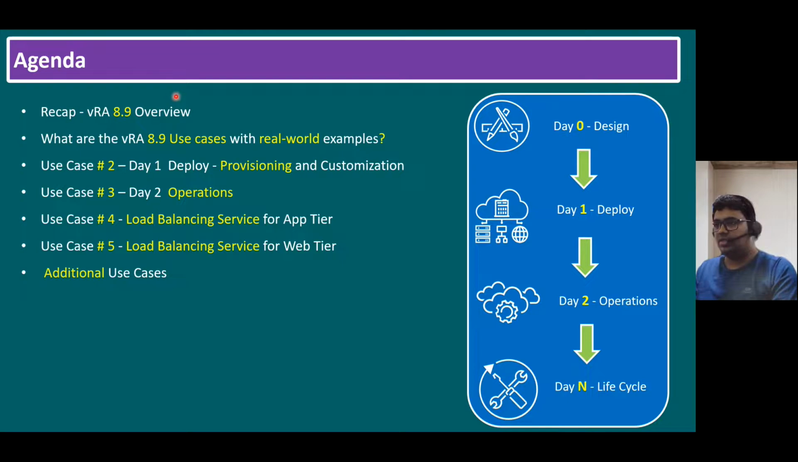Now, the concepts include: first, what are the vRA 8.9 use cases with real world examples; use case 2, day one deploy, provisioning and customization; use case 3, day two operations; and use case 4, load balancing service for app tier and also web tier virtual machines, and additional use cases.